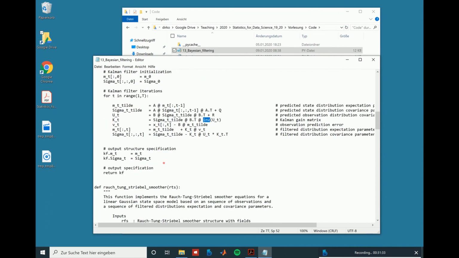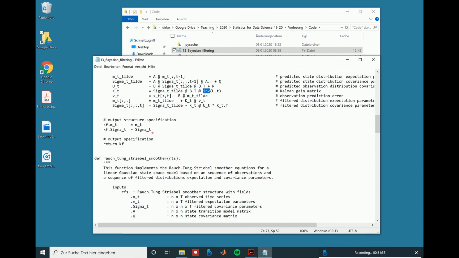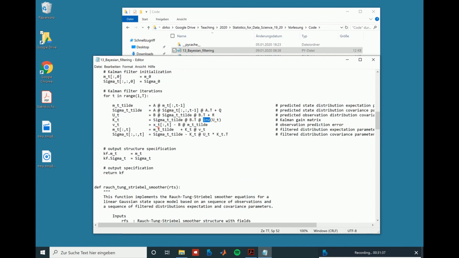So in real life, you implement these matrix equations, and in more real life, there are actually more numerically stable versions than the basic equations that I introduced here. There are special forms of the Kalman filter where you do some additional matrix tricks to make things more numerically stable.